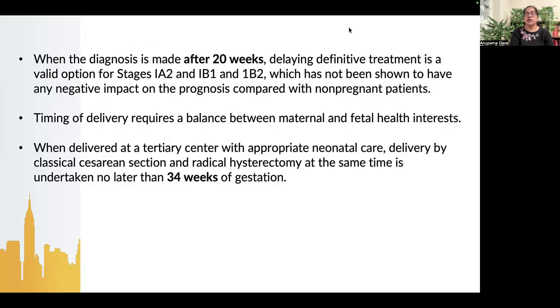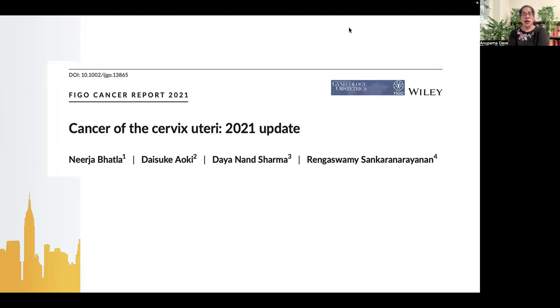When delivered at a tertiary center with appropriate neonatal care, delivery by classical cesarean section and radical hysterectomy at the same time is undertaken no later than 34 weeks of gestation. The details of my presentation were taken from this FIGO Cancer Report 2021.